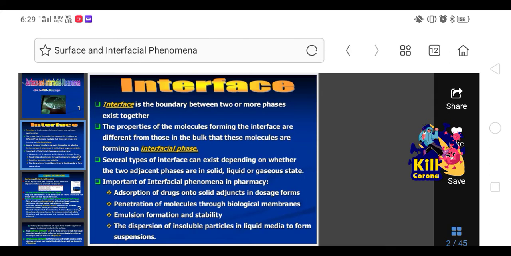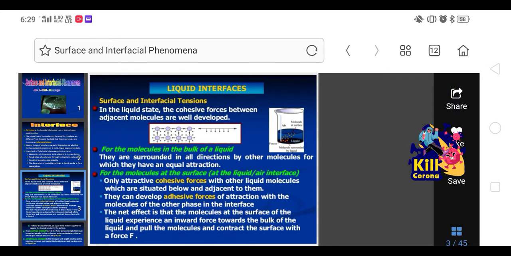Emulsion formation and stability. Now for the preparation of an emulsion also, we have to be concerned with the interfacial phenomena, otherwise it will lead to separation, and dispersion of insoluble particles to form a suspension. Now what is the liquid interface?